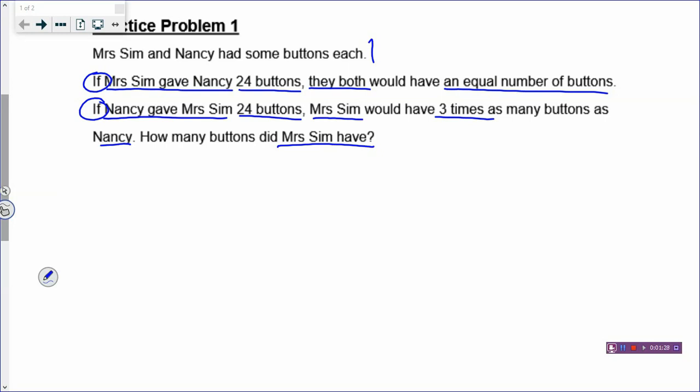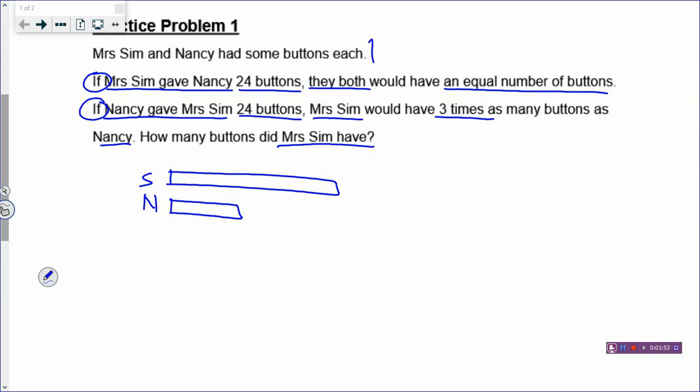If Mr. Sim gave Nancy 24 buttons, they both will have equal number. Which means that Mr. Sim must have more and Nancy must have lesser. Why? Because Mr. Sim gave Nancy 24 and then they will have equal. So how do we show the giving? Look at how many more Mr. Sim has than Nancy.